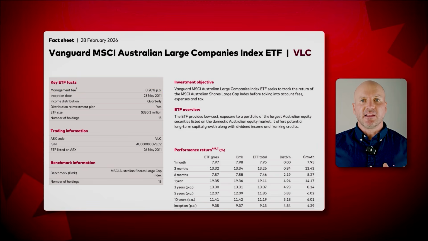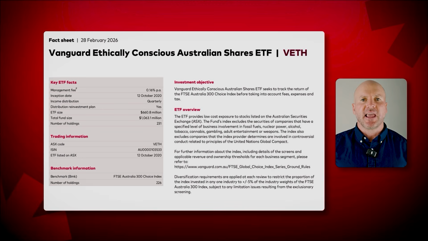Then VLC, the large company index, at 0.2% management fee. This is for investors who want a bigger tilt towards Australia's biggest companies, not if you just want the broad market. And VETH, which is the ethically screened Australian shares option at 0.16%. This one is good if you want your investments to align with specific ethical and environmental values. So those are your Aussie focused options.